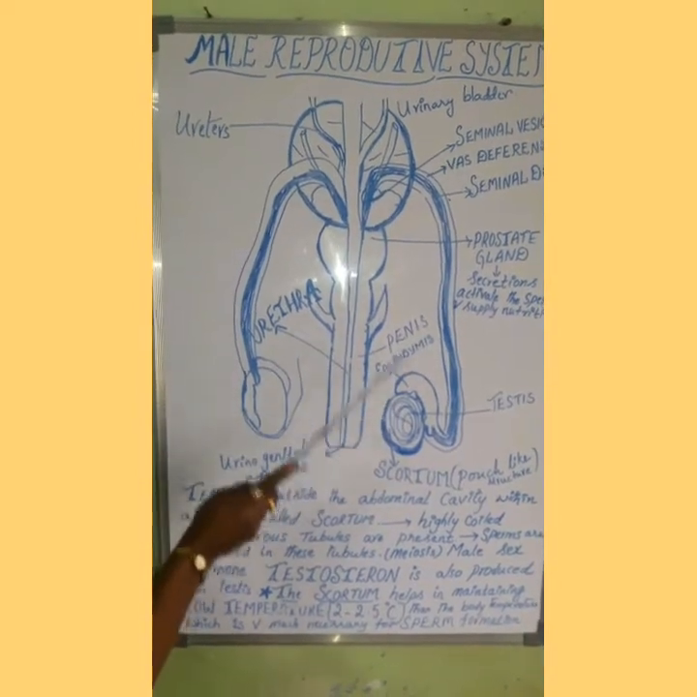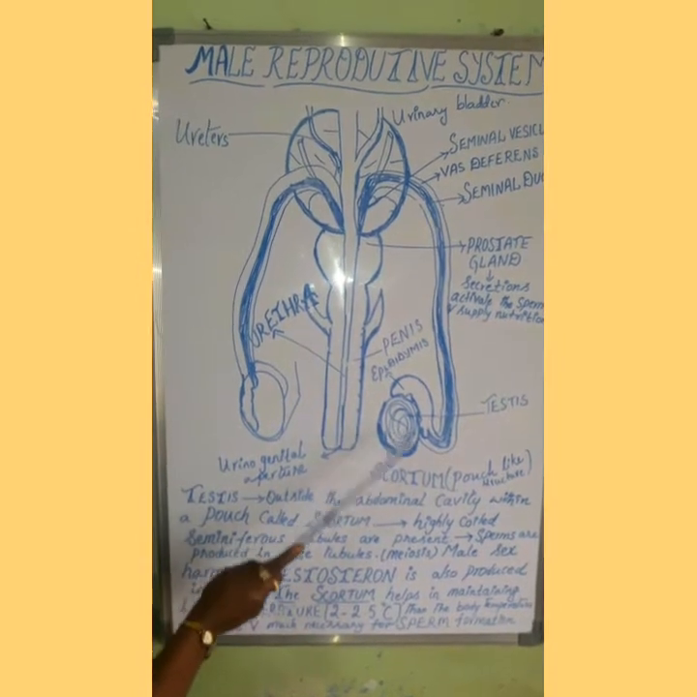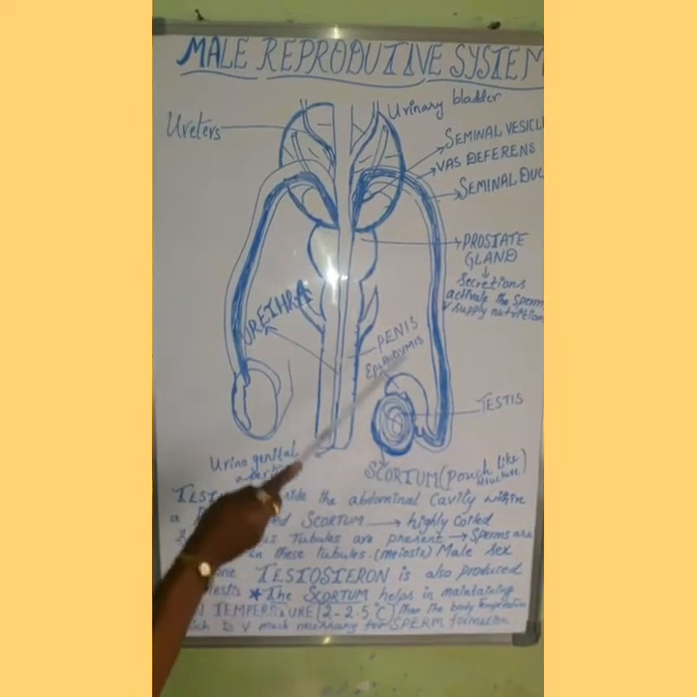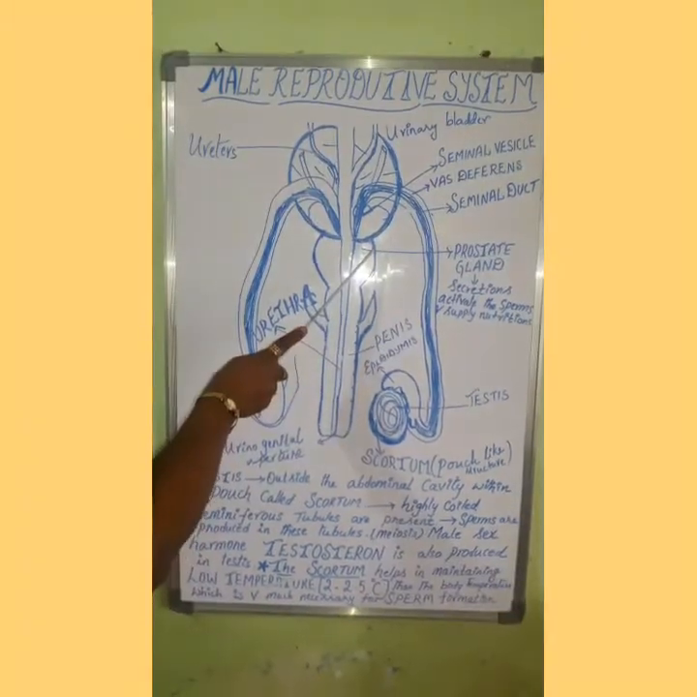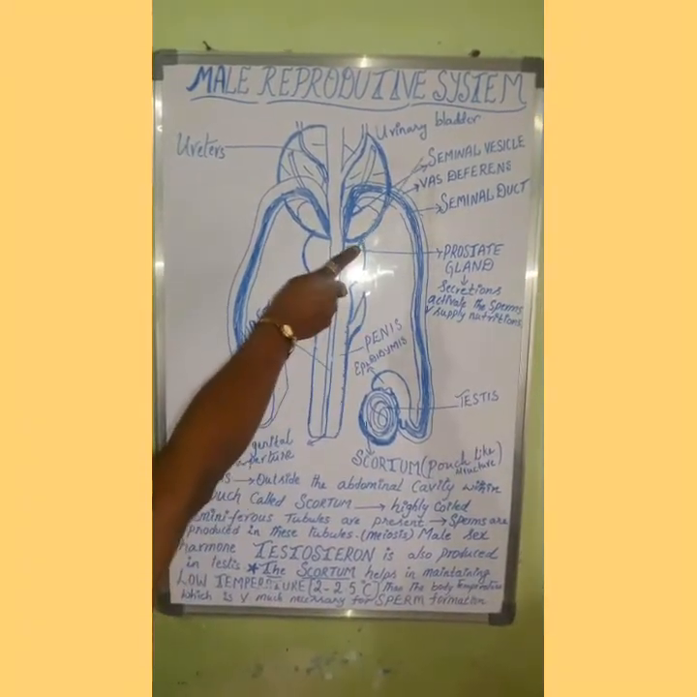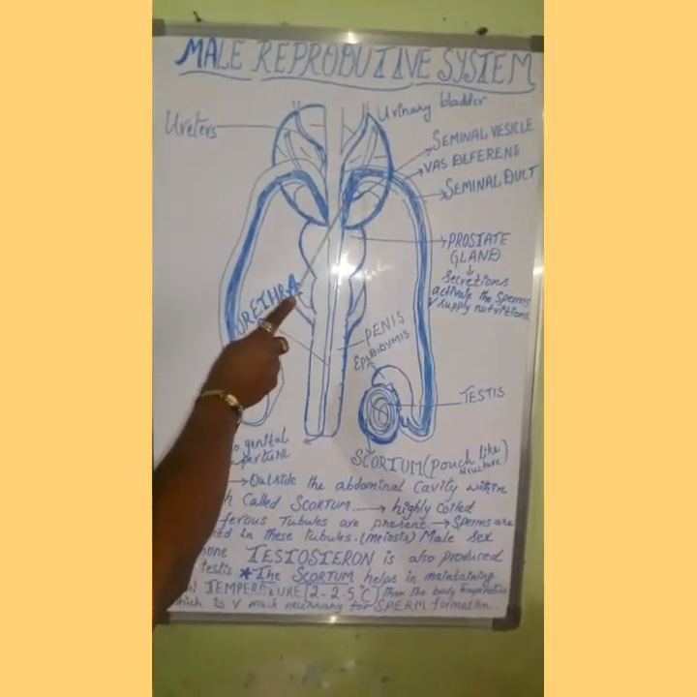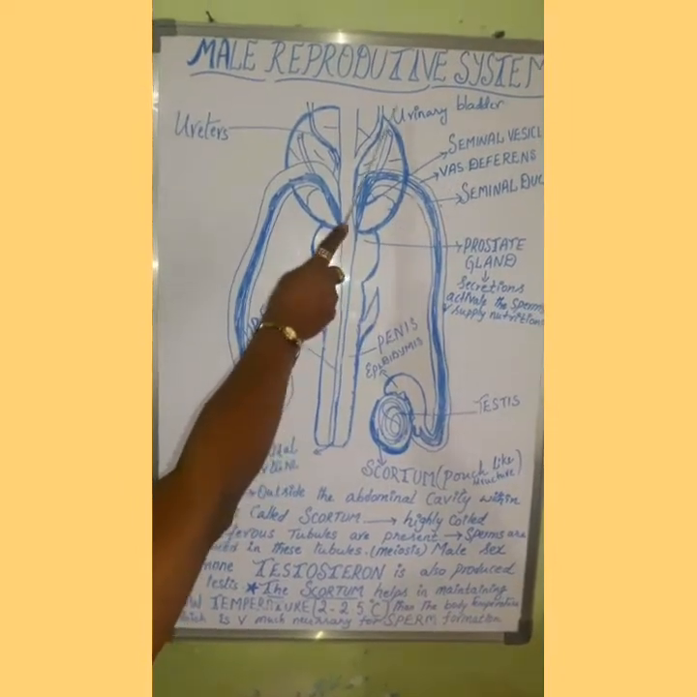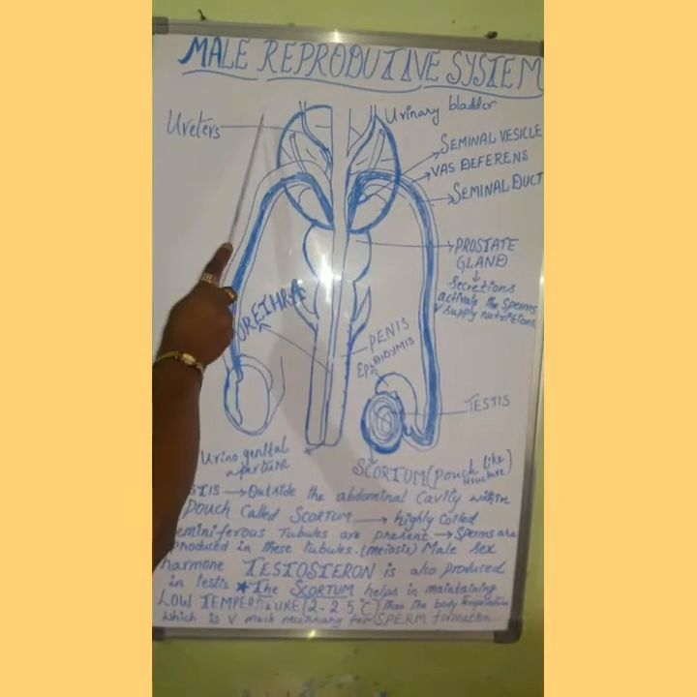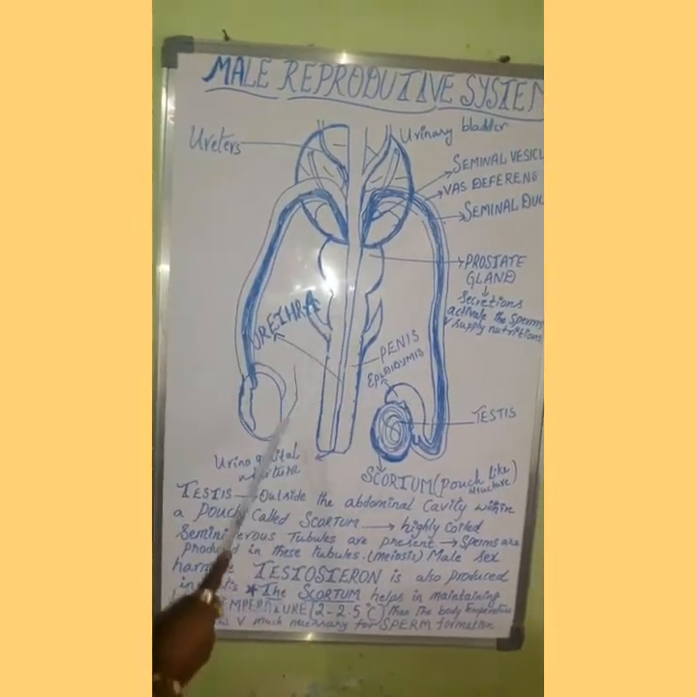Now let us see the parts of the male reproductive system once again. That is, it consists of a pair of testes, scrotum, epididymis, penis, prostate gland, seminal vesicle, seminal duct, vas deferens, urinary bladder, a pair of ureters, urethra.